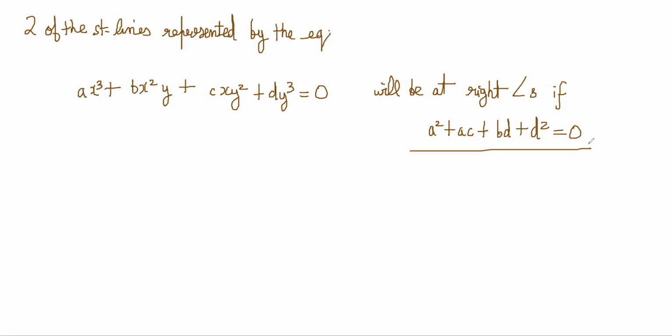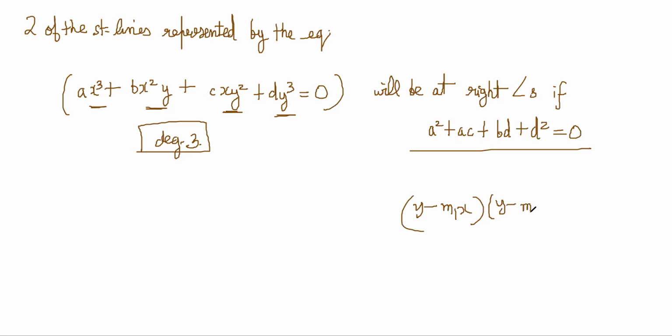Now here, think about it. Notice this equation. Actually, this is a cubic equation. Every term is degree 3, right? When it was degree 2, it was 2 lines. Degree 3, it should be 3 lines, right? Because if I multiply 3 lines, I should get a cubic, degree 3. So that is what is actually happening here.